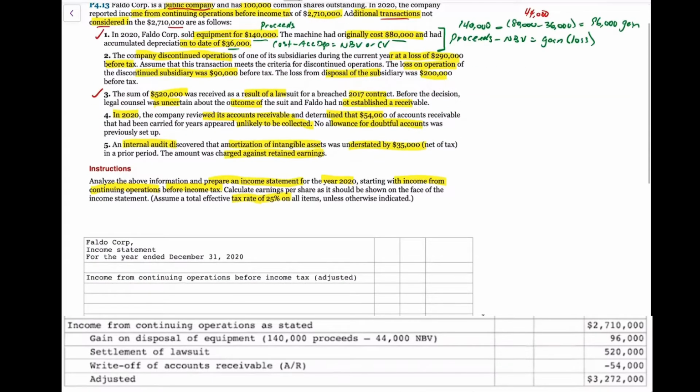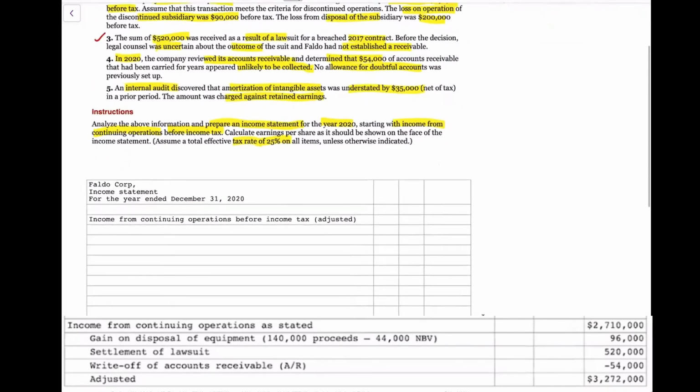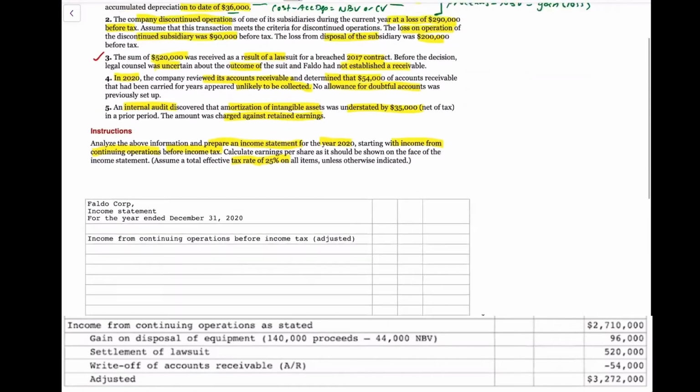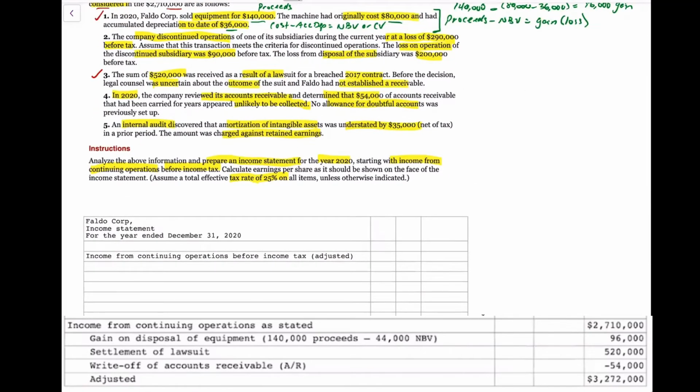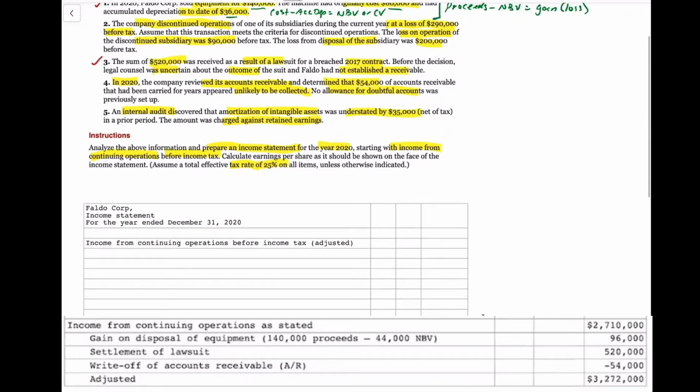Now, during the year, they looked at their accounts receivable. $54,000 that had been carried over was not likely to be collected. So they got a serious deadbeat here, and it looks like the deadbeat's not going to pay. And the key there is that no allowance for doubtful accounts was previously set up. I don't know if you remember from your previous course, accounts receivable and allowance for doubtful accounts. We'll cover that a little bit later on, right?